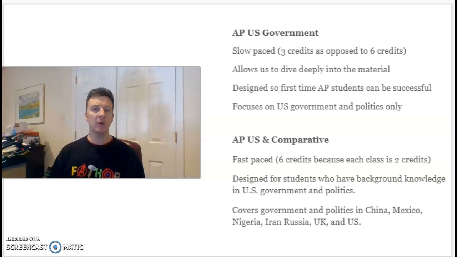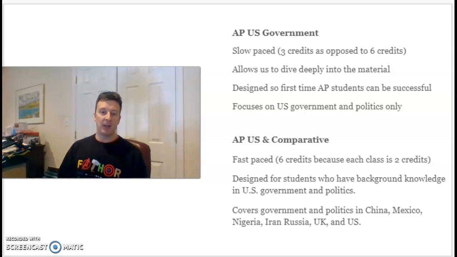Okay. But here's where it really comes into play. AP US Government is a slow-paced AP class. It is easy to fit in if you're taking other AP classes because it's just not that stressful. It is also a great class to take as your first AP class. Why? Because we're going at a moderate pace. We are here to support you. We're also going with those flexible policies, which are true in both the classes. So it is designed for success for first-time AP students. It focuses on U.S. government and politics only. I'm not talking about other nations.